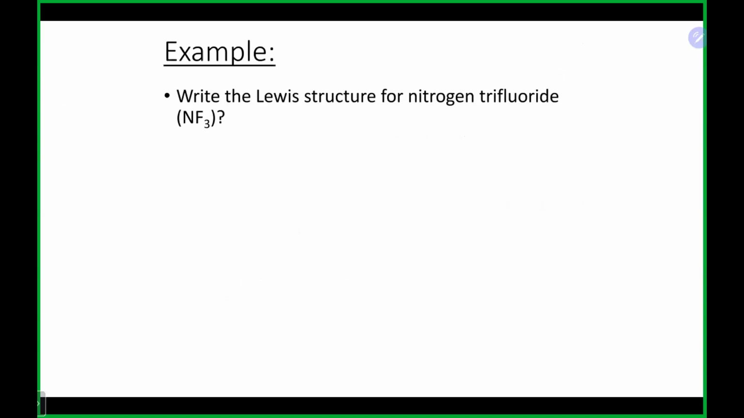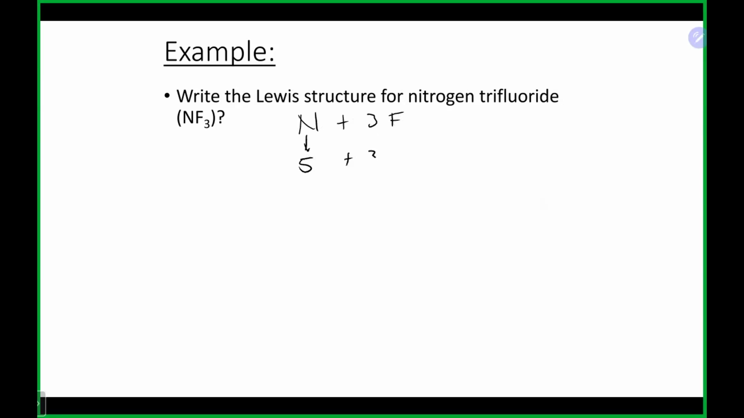All right, so let's take a look at one together and see the approach. Here, NF3. The first thing I do is find the total number of valence electrons. So I'm going to go to the periodic table. Remember that the valence electrons equal the group number. So nitrogen here, and we have 3 fluorines. Nitrogen is 5, from group number 5.